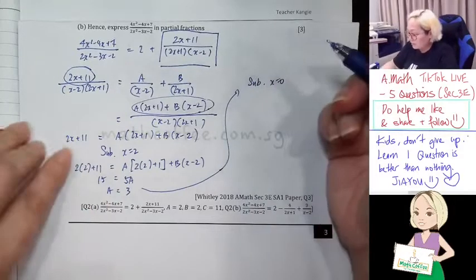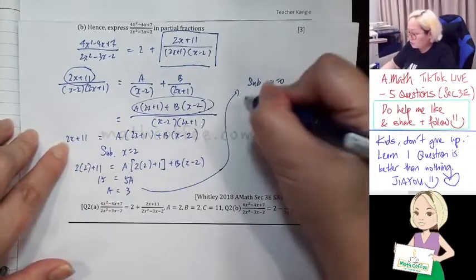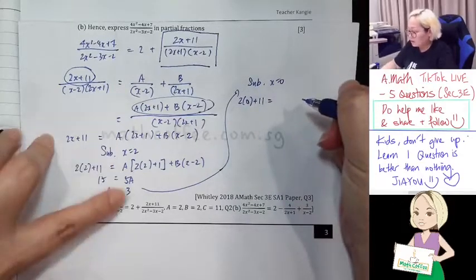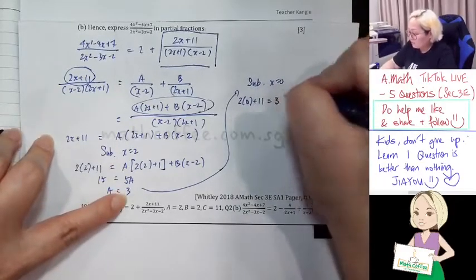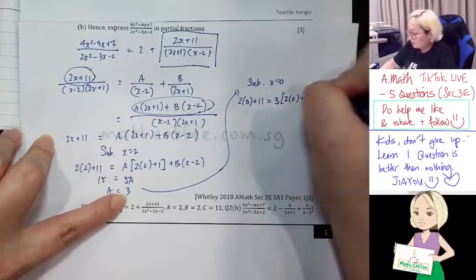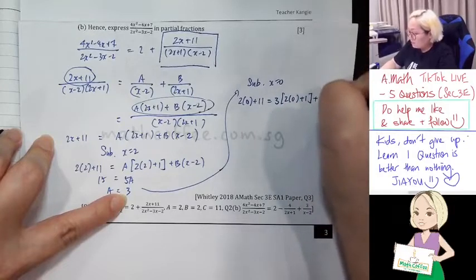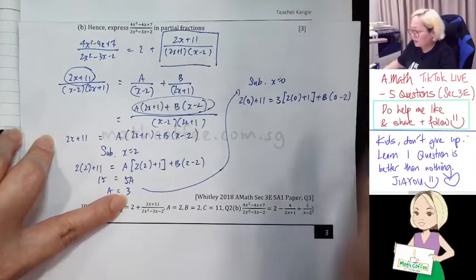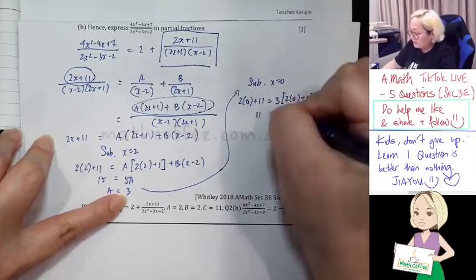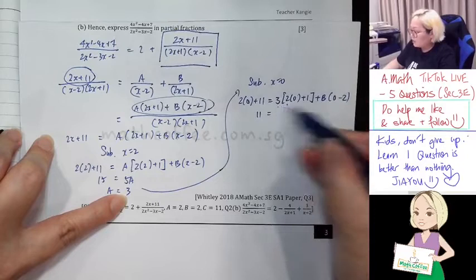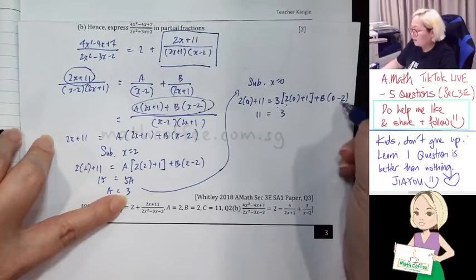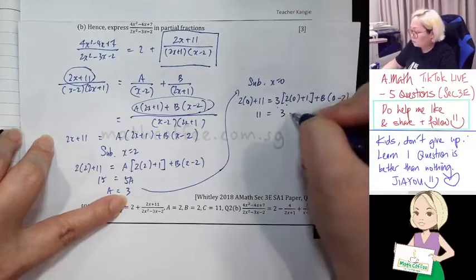So now substitute x equals 0. So it will be 2(0) plus 1, equals A, right? So substitute the A that you found, 3(2(0) plus 1) plus B(0 minus 2), because x minus 2. So I end up having 11 equals 3(0 plus 1), 1 times 3 is 3, 3. 0 minus 2 is minus 2, so minus 2B.